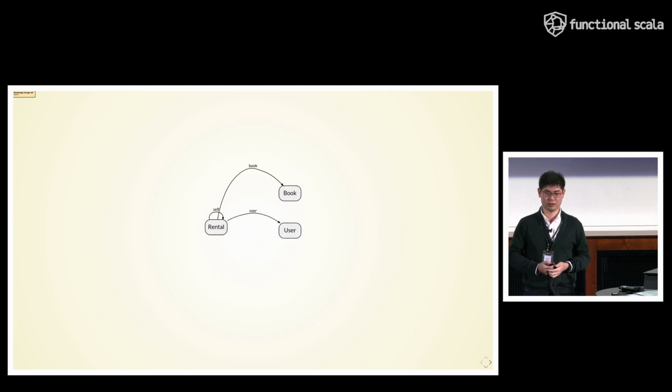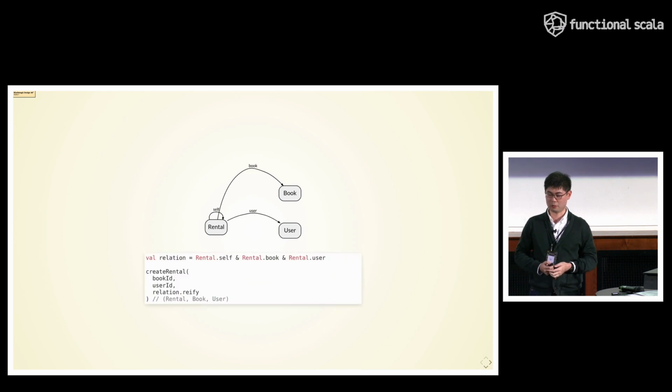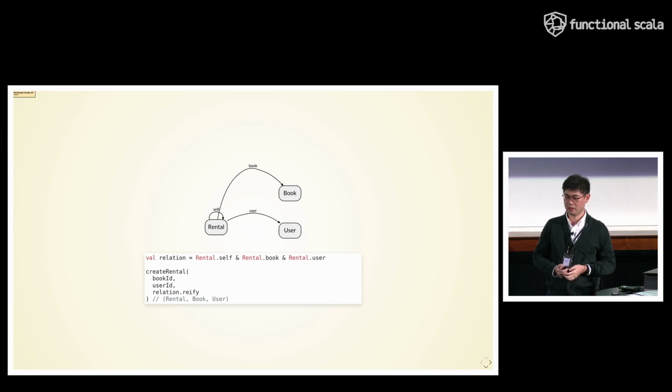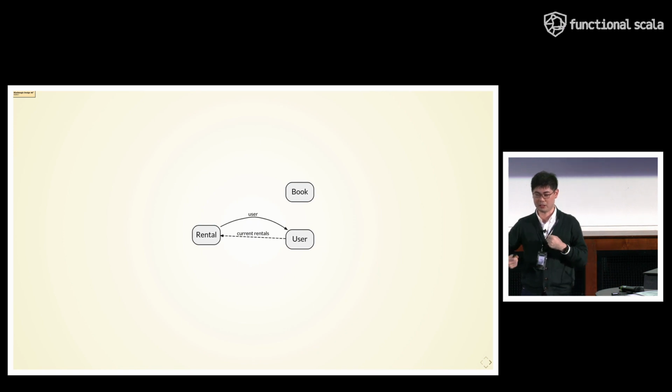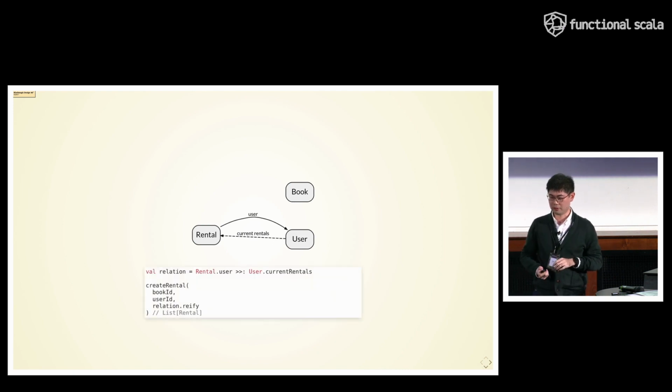For slightly more complex ones, it also works as you would expect. So if you have 3 things, you would get a triple back. And for something that goes 1 layer deep, so from a rental to user, so I want the user from a created rental, and then I want to get all of the current rentals of the user. So if I want to go 1 level deep, you would use what I would call a fallen Christmas tree operator, rental.user to user.current rentals. And yeah, you would get back a list of rentals back.